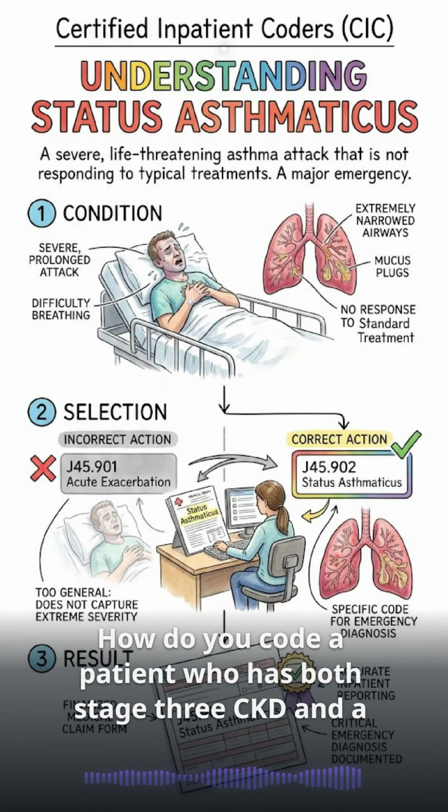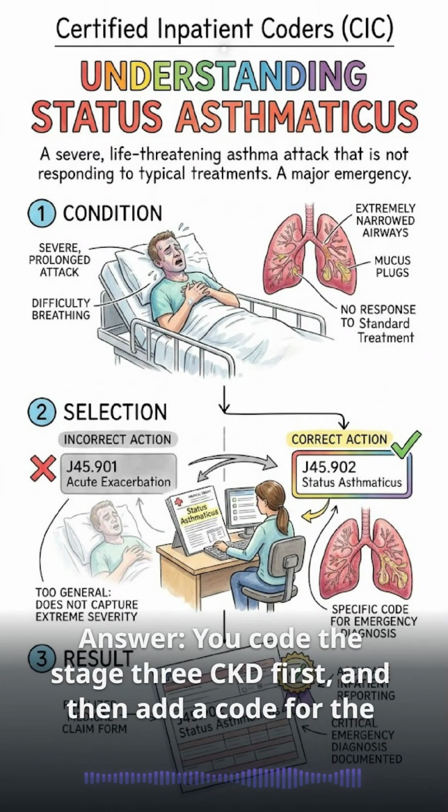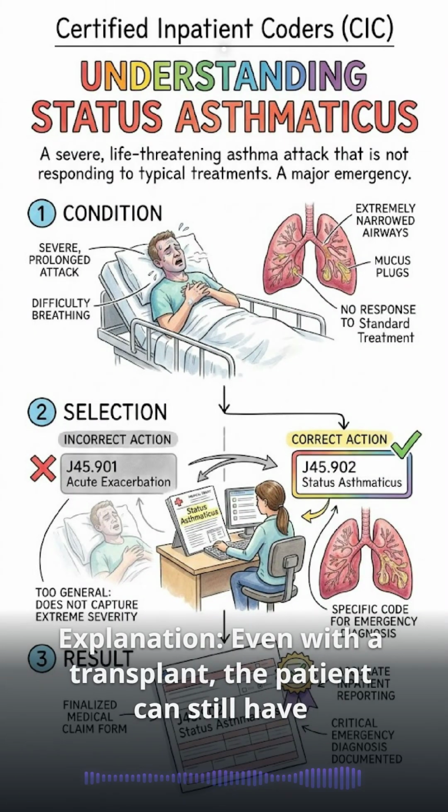59. How do you code a patient who has both stage 3 CKD and a kidney transplant? You code the stage 3 CKD first, and then add a code for the kidney transplant status. Even with a transplant, the patient can still have kidney disease that needs careful medical monitoring.